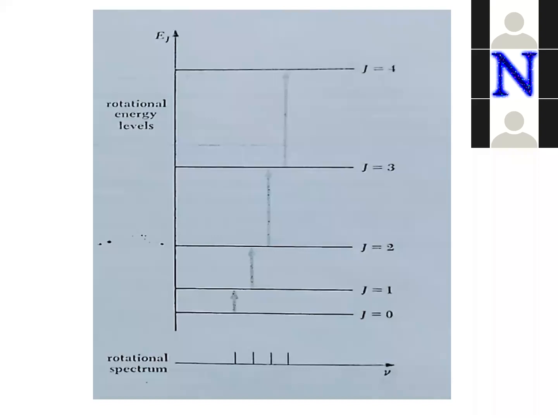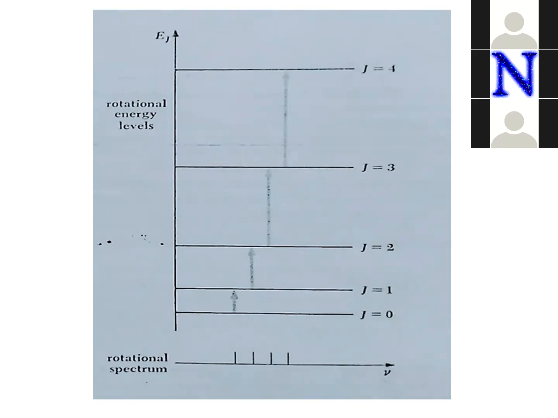Now remember, if there are energy levels, then a molecule can make a transition from a higher energy level to a lower energy level. If a molecule makes a transition from a higher energy level to a lower energy level, you know that there is an emission of a photon. There is an emission of electromagnetic wave.